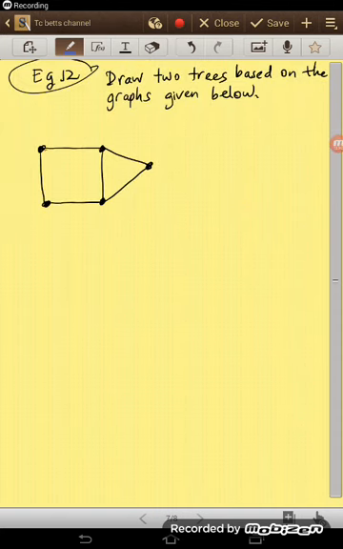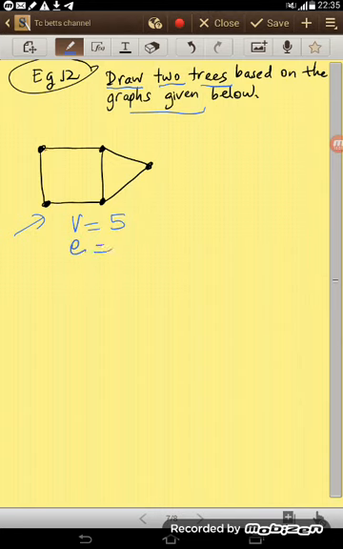Let's see example 12. Draw 2 trees based on the graph given below. So as you can see, the graph here is not a tree. Why? Because the vertices is how many? 5, and the edges is 1 2 3 4 5 6. So this is not right. To make it a tree, if vertices is 5, the edges must be 5 minus 1, which is 4.